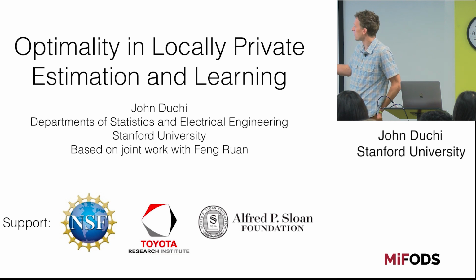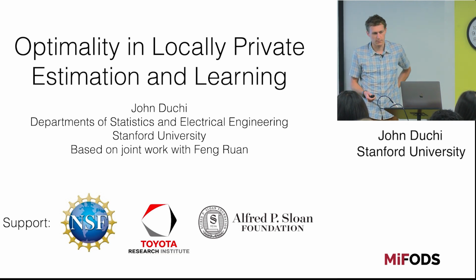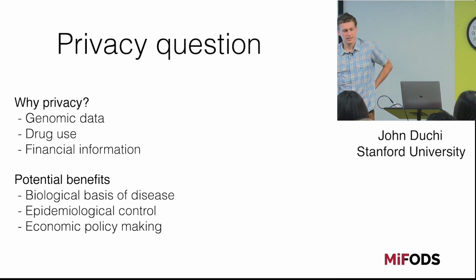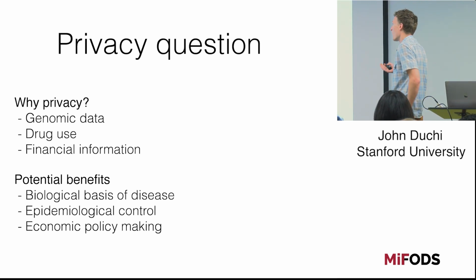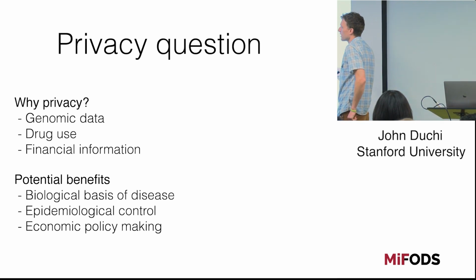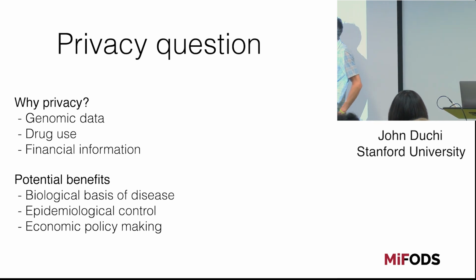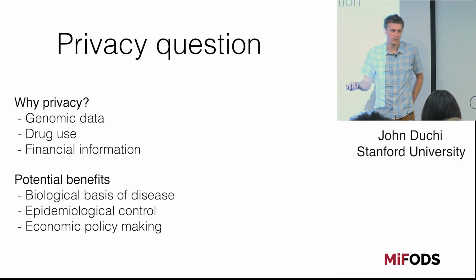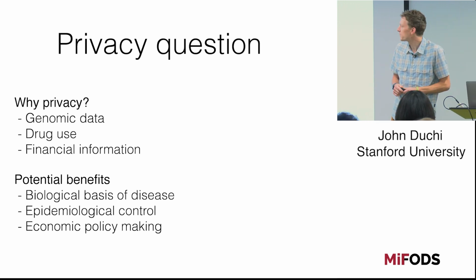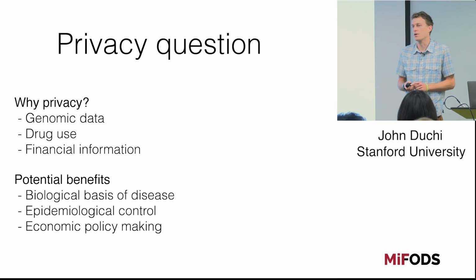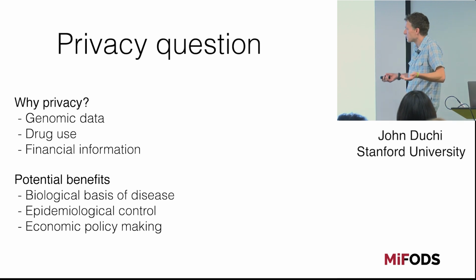So this is based on joint work with my student Feng Ruan, and I'll also talk about some older work. The starting point is going to be the motivation. You guys probably don't need too much motivation. Why do we care about privacy? Well, because we collect all this data, genomic data, drug use data, financial information, that you might want to keep private from other people so they don't exploit it. But of course, if good researchers get a hold of this data, then there are a lot of potential benefits.